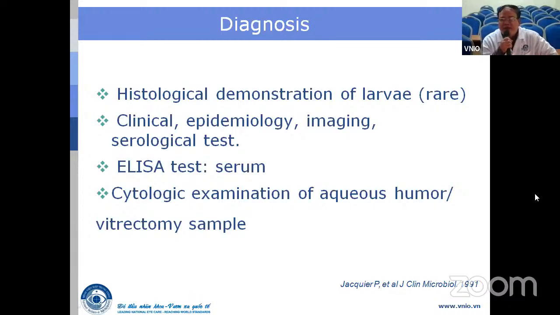Demonstrating the larva is quite rare, but in the clinical, hematology, imaging, diagnostic, serology step, we can diagnose with the ELISA test we do on the patient's serum, and for histologic information we collect the same specimen from aqueous humor and vitrectomy sample also.